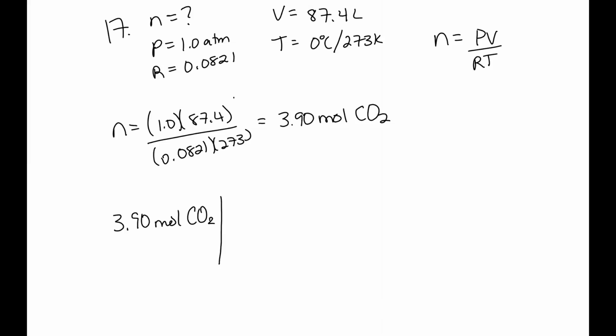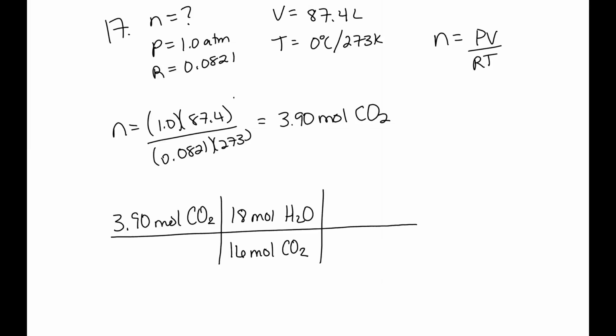Now we're going from moles of CO2 to moles of water, so we have to look in our equation. This one is 16 moles of CO2, moles of water is 18. And we know 1 mole of water has a molar mass of 18.02 grams. And when you do 3.9 times 18 times 18.02 divided by 16, you get 79.1 grams of H2O.